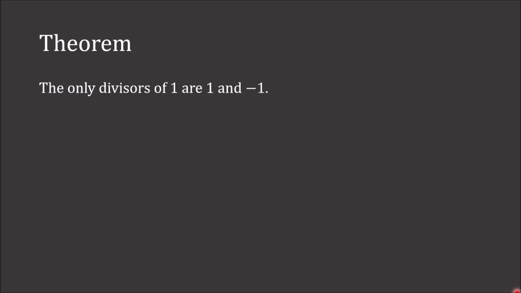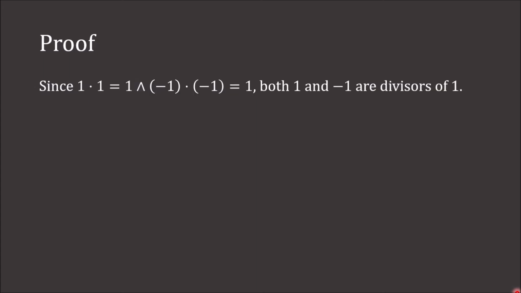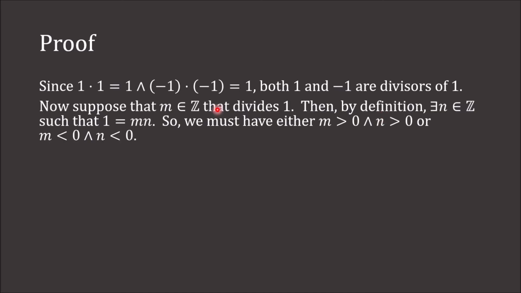The only divisors of 1 are 1 and negative 1. So since 1 times 1 is equal to 1, and negative 1 times negative 1 is equal to 1, we know that both 1 and negative 1 are divisors of 1. What we must do now is show that they are the only possible divisors of 1. So let's suppose that m is an integer that divides 1. Then by definition, we must have an integer n such that 1 is equal to m times n.